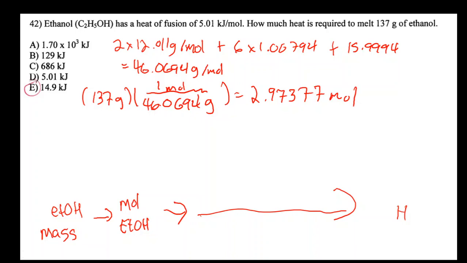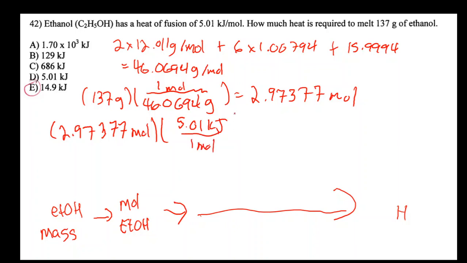So then in order to calculate the heat, we have 2.97377 moles of ethanol. And then the heat of fusion to melt it requires 5.01 kilojoules of heat per 1 mole of ethanol. So that should come out to roughly 15-ish. Yep, 14.9 kilojoules, which means our answer would be E.